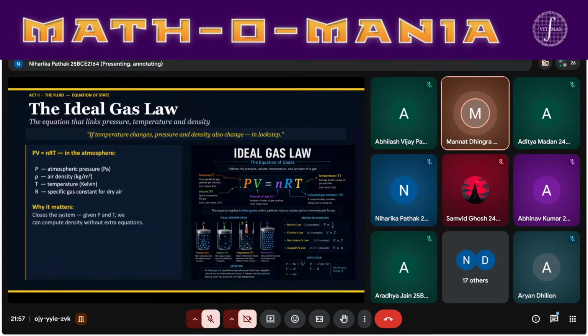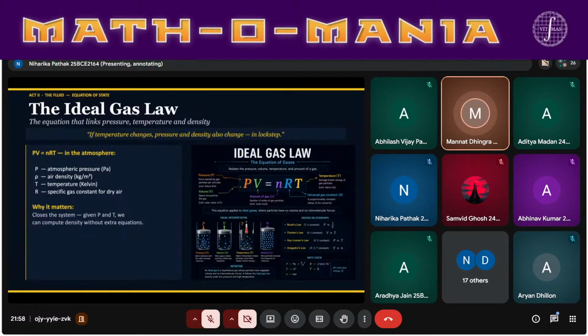So now there are some important laws or relationships which we should remember. The first one is Boyle's law. In Boyle's law, temperature and number of moles are constant. So in that case, using the ideal gas equation, we can say that pressure is inversely proportional to volume, right? And then the second law is Charles' law, where pressure and number of moles are constant. In this, we get the relation that volume is directly proportional to temperature.